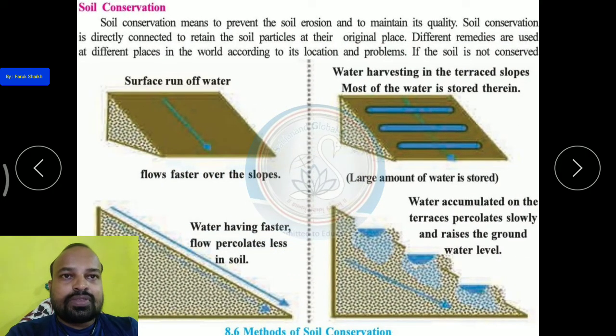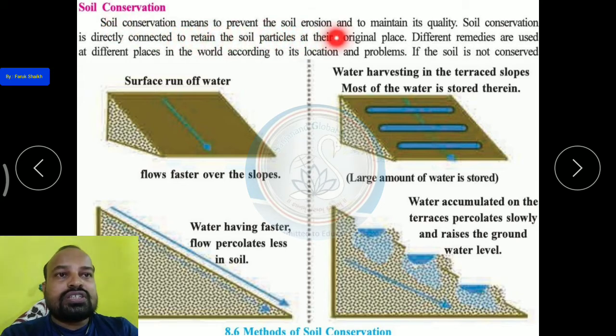Next is soil conservation, that is, how we can save the land. Here different diagrams are given. Soil conservation means preventing soil erosion and maintaining its quality. It is most important to maintain the quality of the soil. If we do not maintain the quality of the soil, we cannot grow more crops.